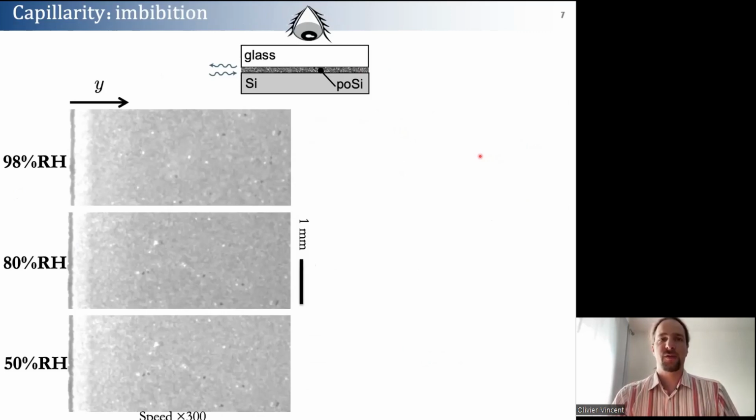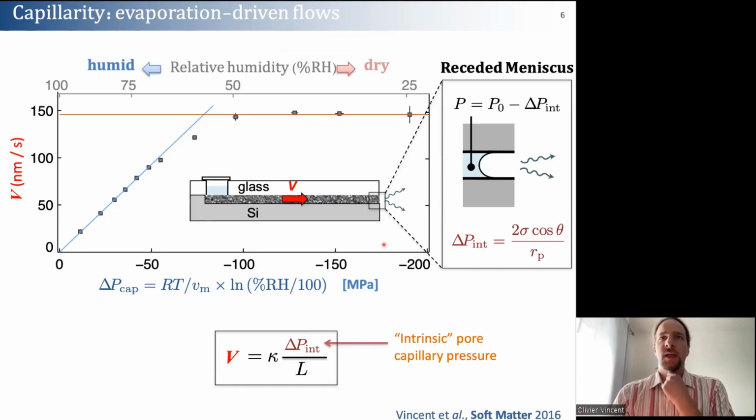So that's the first type of system that we can look at: drying-induced flow in these systems.